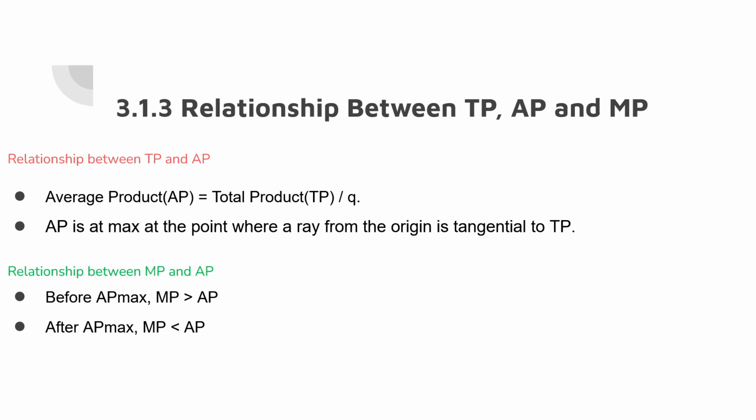Average product, AP equal total product, TP by Q. AP is at max at the point where a ray from the origin is tangential to TP. Before AP max, MP is greater than AP. After AP max, MP is less than AP.